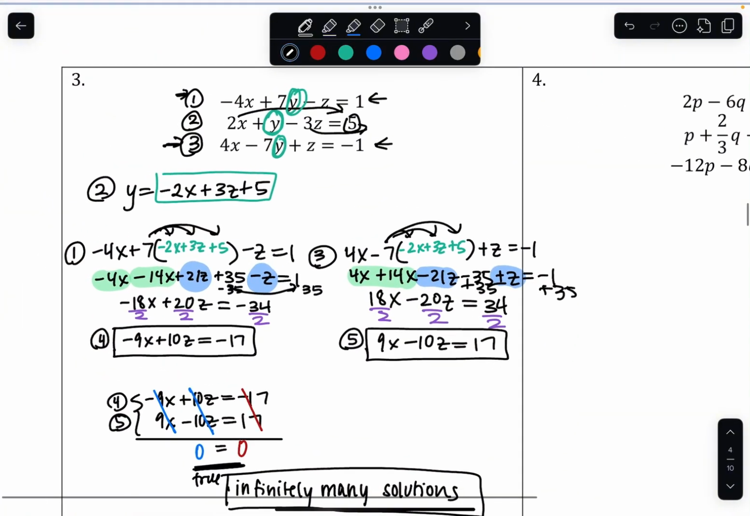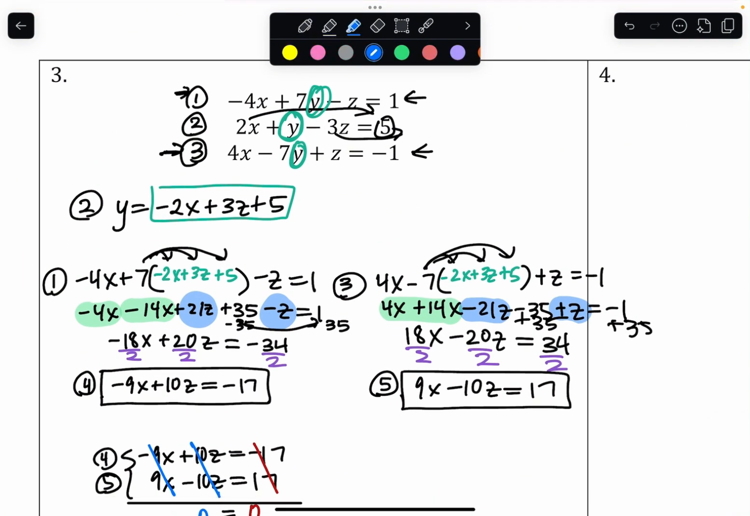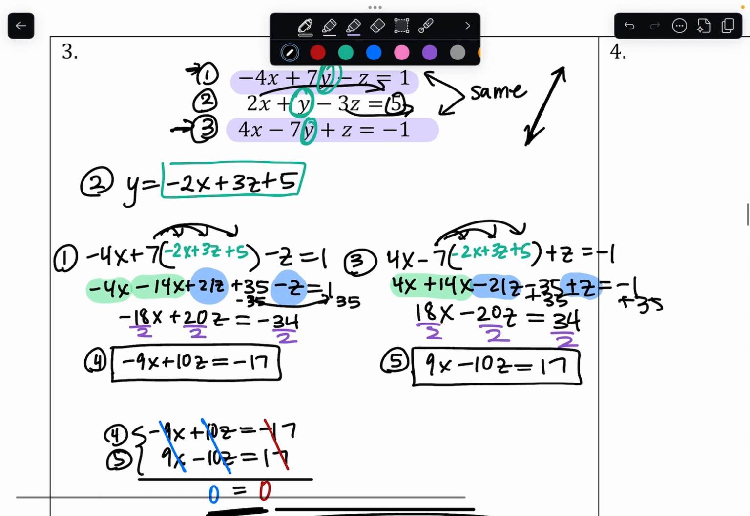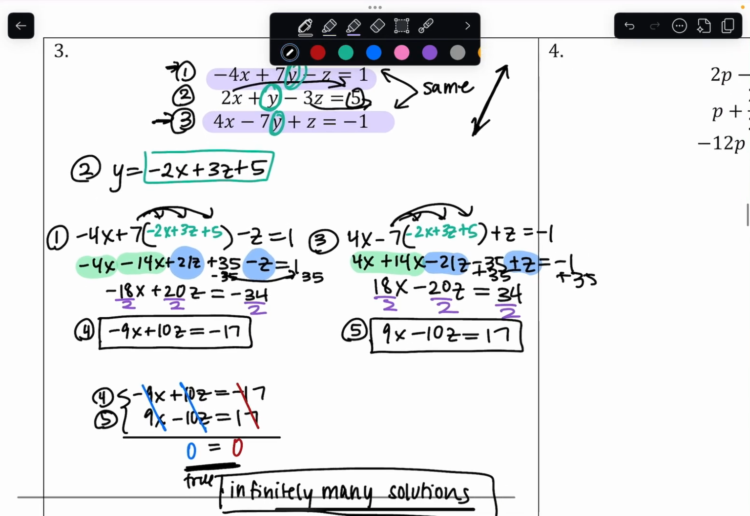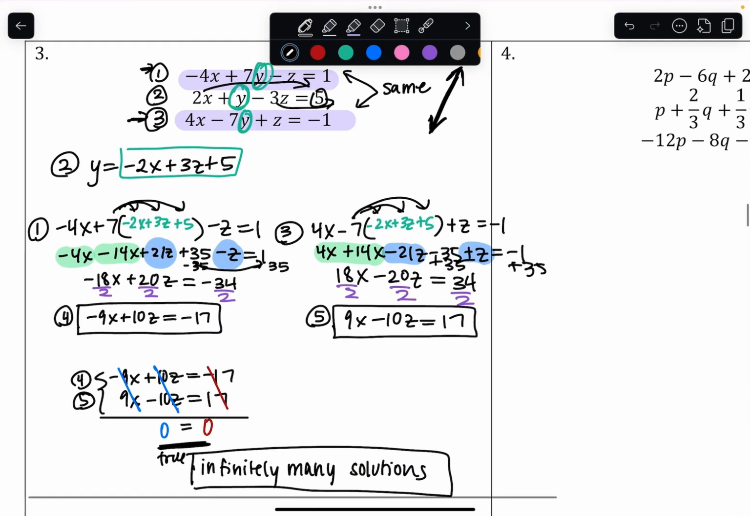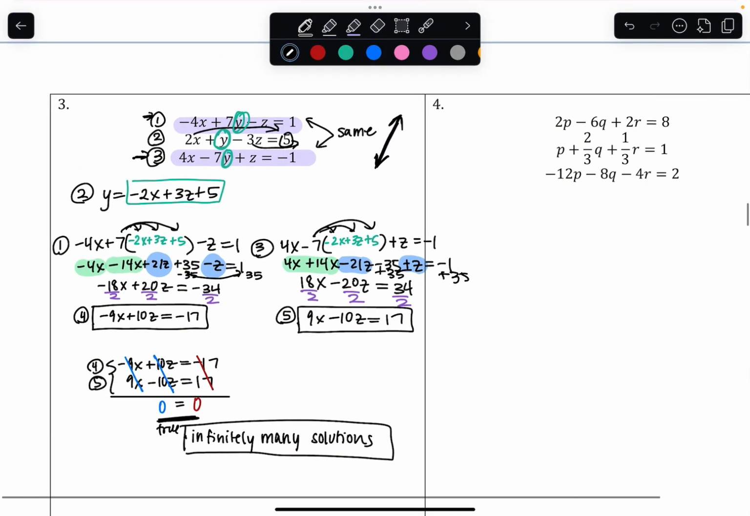Okay, and so you can kind of recognize that if you look at equation 1 and equation 3, they're the same equation. One is just scaled by a negative. So sometimes it's obvious right off the bat, but not always. They're the same line. And so kind of like when you have two lines on top of each other with a 2 by 2 system, that's what's happening here, but it's in 3 dimensions. They're the exact same line. So you have infinitely many solutions on this line, infinitely many points that would be solutions.